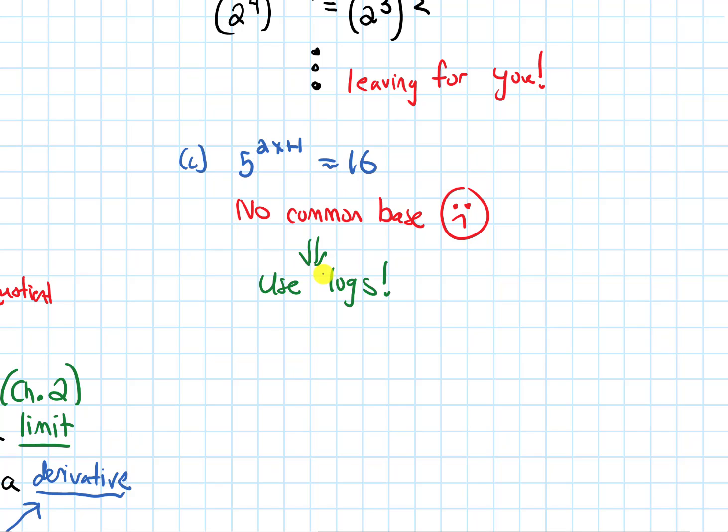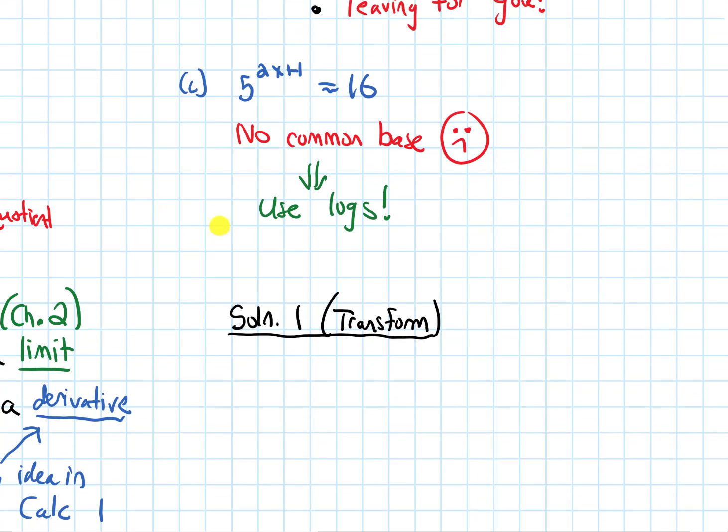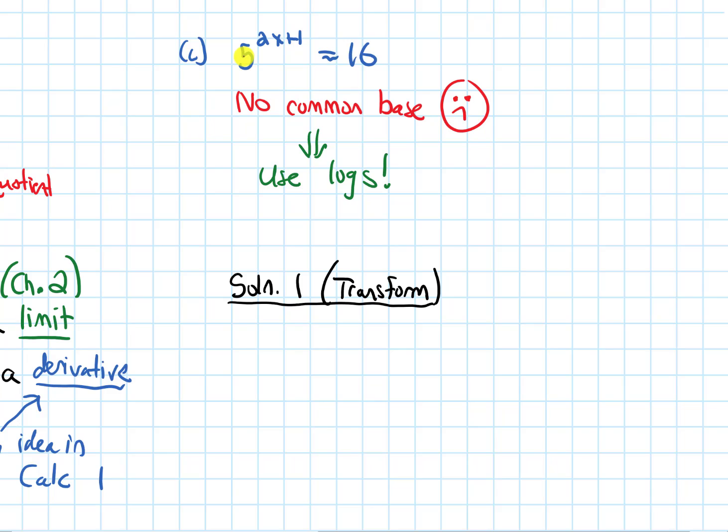I'm going to solve this actually in two ways using logs. The first way, I'll call this solution 1. Solution 1 is I have something in exponential form. I can transform it into log form. So the base of the power, the 5, becomes the base of the log. And then the roles of the input and the output get changed. So the 2x plus 1 is what's being plugged into this exponential. So that becomes the output of the log. The 16 used to be the output of the exponential, and now it's going to be the input of the log function.